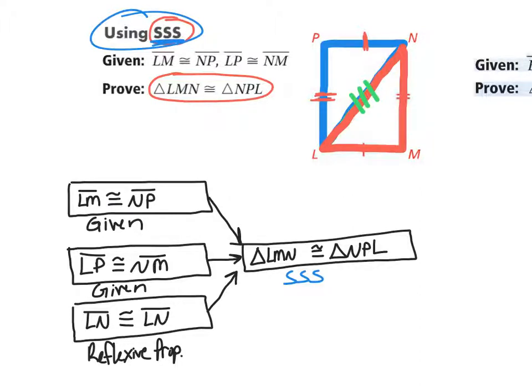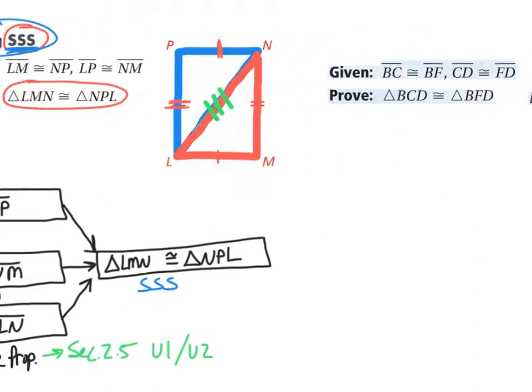And if you don't remember the reflexive property, that is in your section 2.5 notes. 2.5 is actually in Unit 1 and Unit 2. It's that one section we actually had in both, so you can find it in either unit. All right, and we're done. That's it. We know that those two triangles are then congruent because of side, side, side.